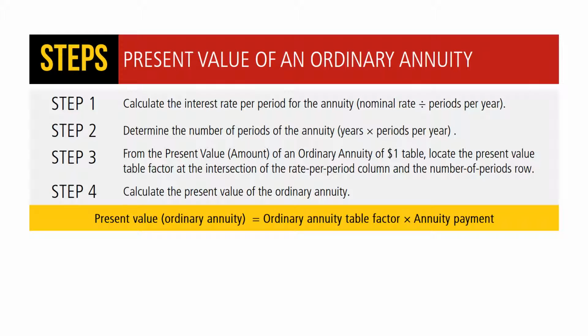Step 1. Calculate the interest rate per period for the annuity. This is the nominal rate divided by the periods per year. Step 2. Determine the number of periods of the annuity. This is years times periods per year. Step 3. From the present value amount of an ordinary annuity of $1 table, locate the present value table factor at the intersection of the rate per period column and the number of periods row. Step 4. Calculate the present value of the ordinary annuity using this formula.